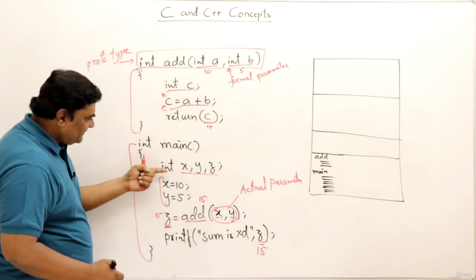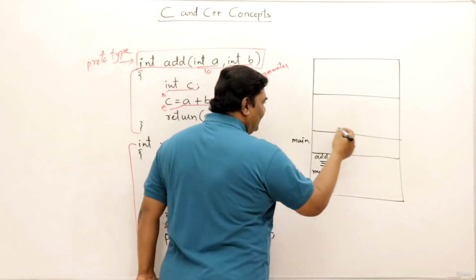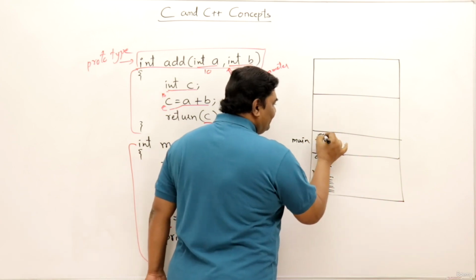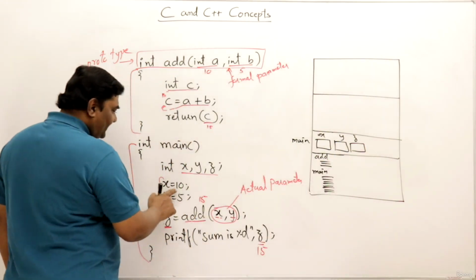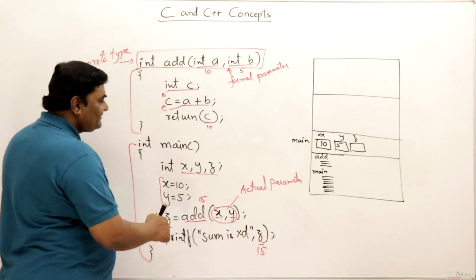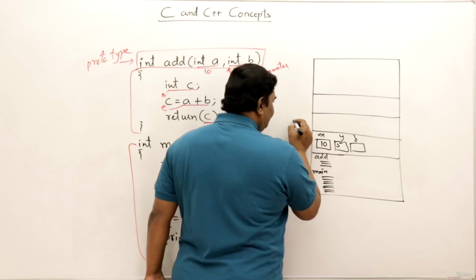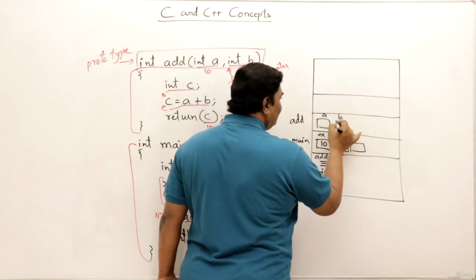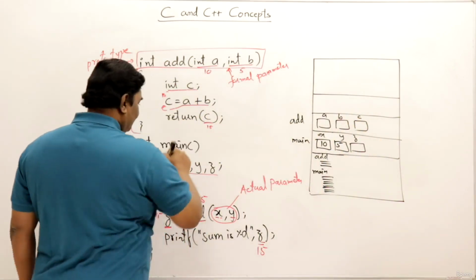Now the program starts from here. First of all, three variables are declared. So inside the stack, that is inside the activation record of the main function, three variables are created: x, y and z. Then the first variable is assigned the value 10 and the second 5. So this is 10 and this is 5. Then the function add is called. Once the function add is called, its own activation record or stack frame is created, and it will have its own variables a, b and c. These are two parameters and a local variable.